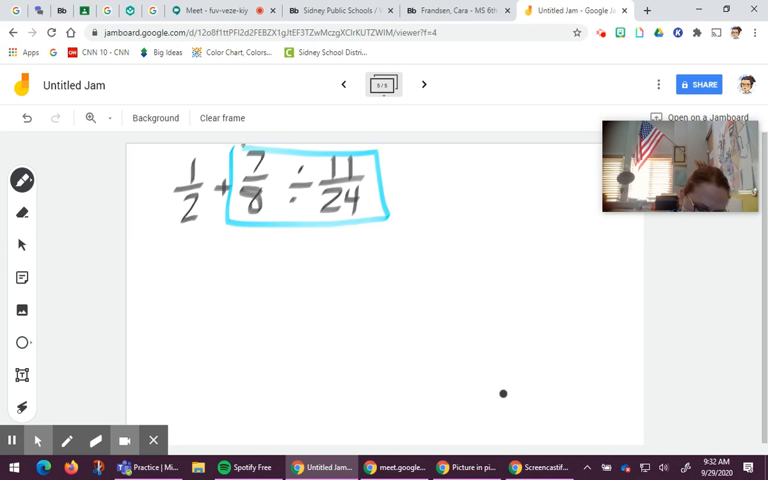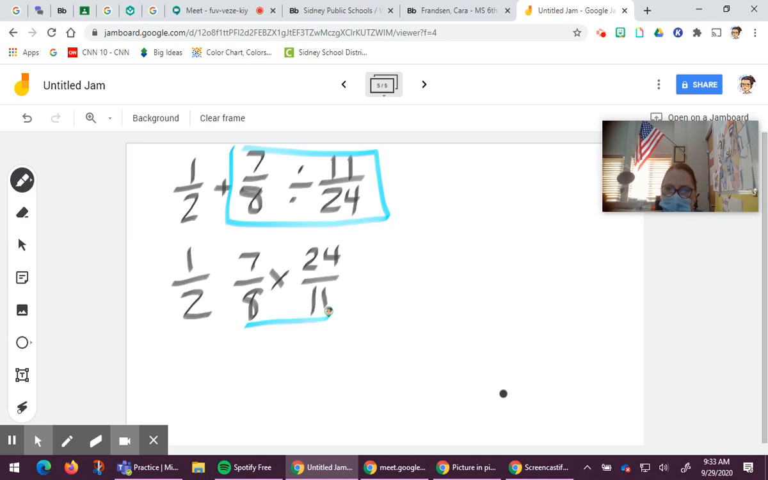Okay, so that 1/2 has to be left alone. This problem is now 7/8 times 24 over 11. Okay, and this is the only part of the problem we're going to solve, and then we'll take that answer and add it to 1/2. Okay, and we haven't talked about finding common denominators and adding numbers, but we'll get there.